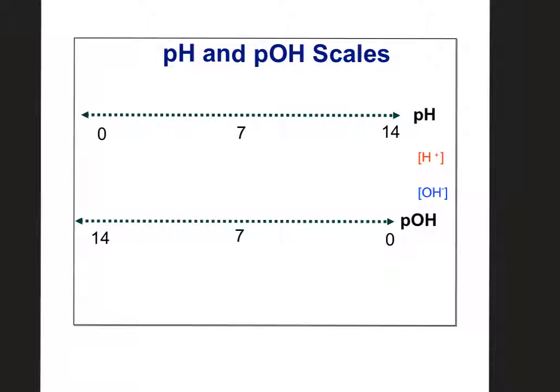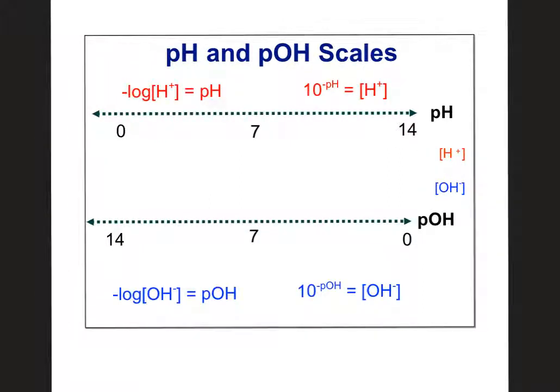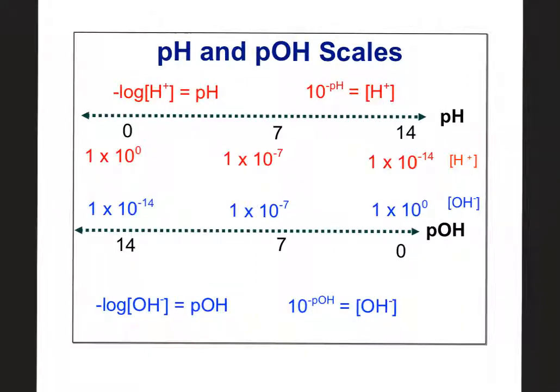So let's talk about H plus and OH minus. To find the pH, we are going to take the negative log of the molarity of H plus. To go the other direction, if I want H plus and I'm given the pH, I'm going to take 10 to the negative pH. Same works for OH. Negative log of the concentration of OH will be POH, and 10 to the negative POH will give me the concentration of hydroxide.